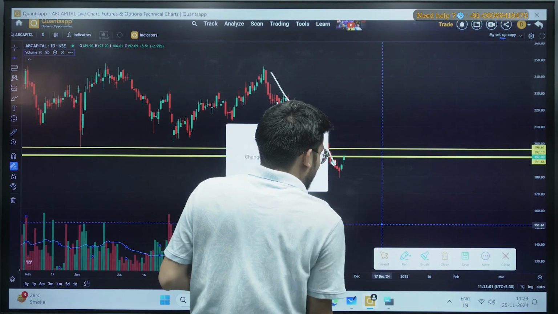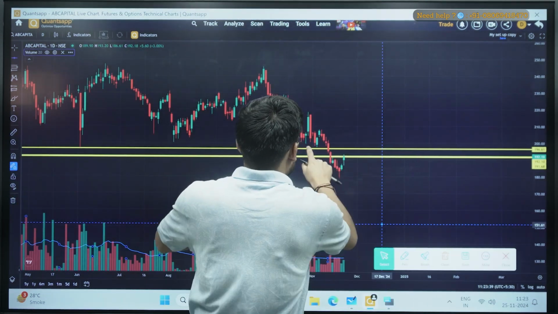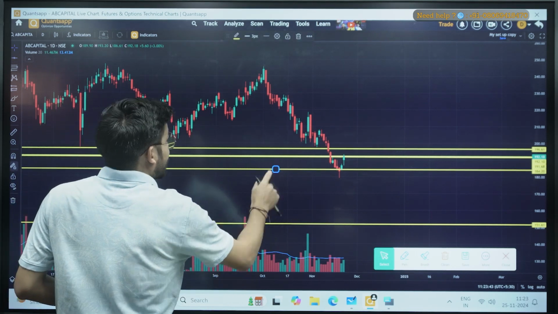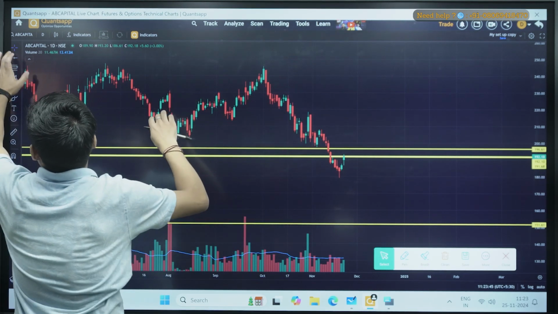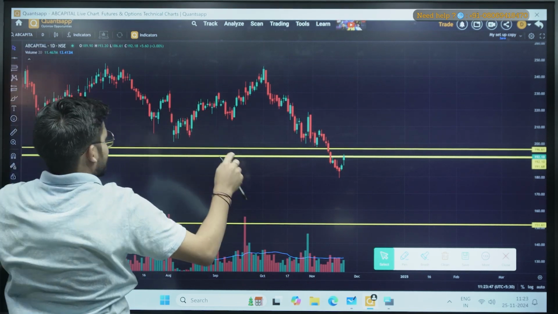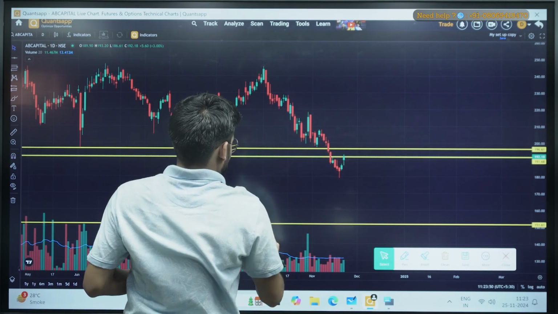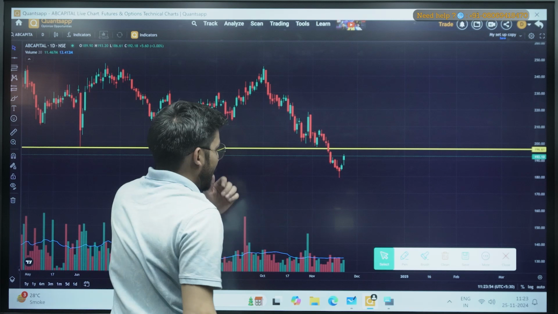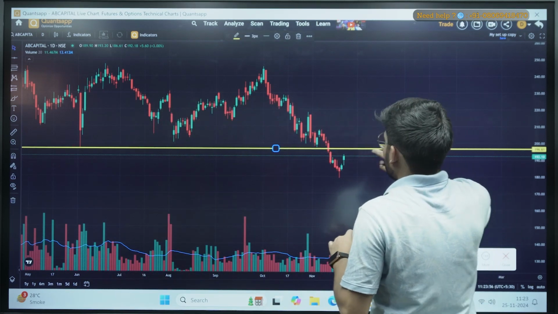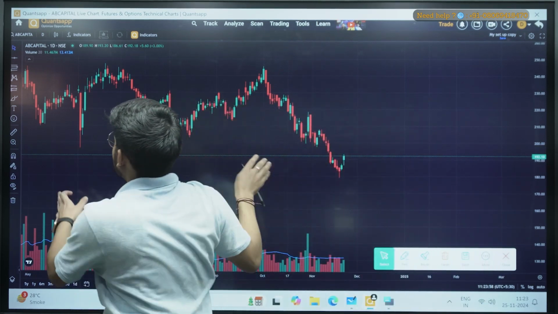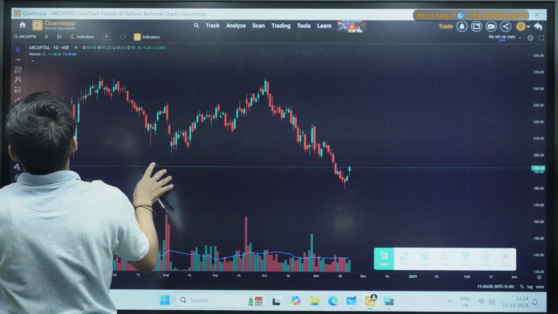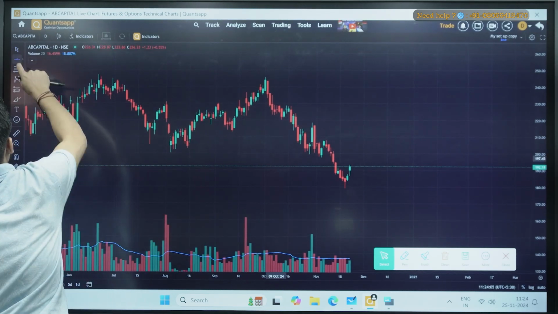So let me remove the 196 resistance. Just give me a second. I will just remove it. Okay, now it's perfect. Let me remove 196 as well, and we will draw a perfect resistance again for us. So let me draw the resistance.